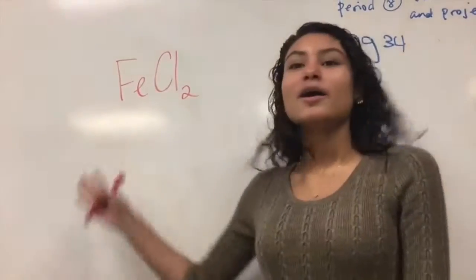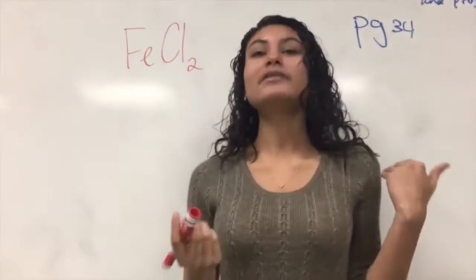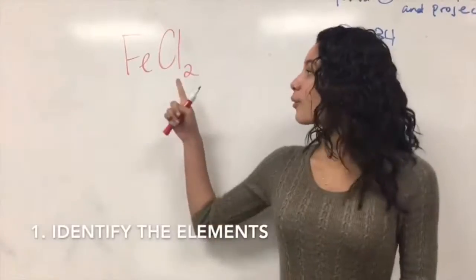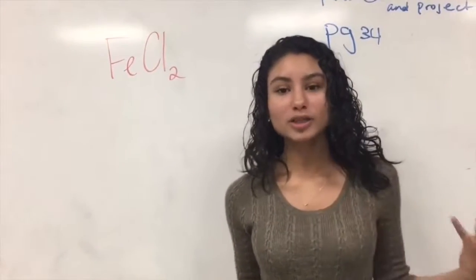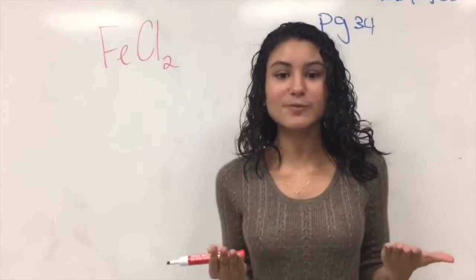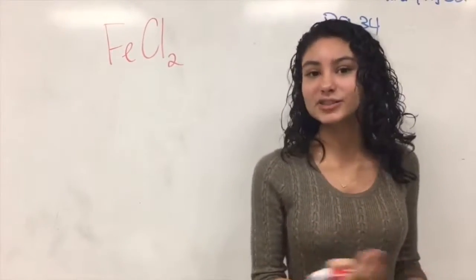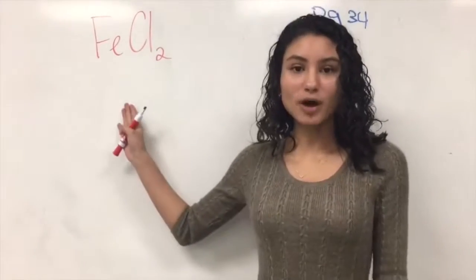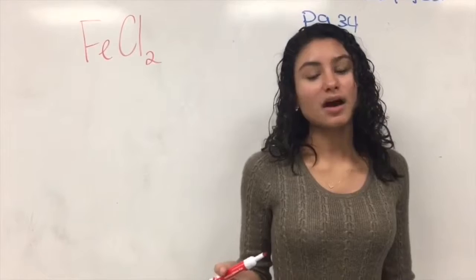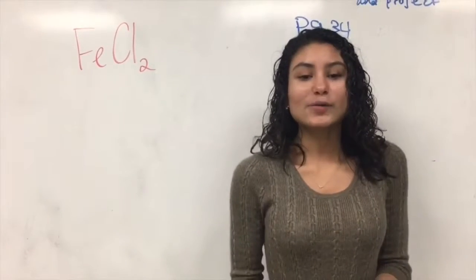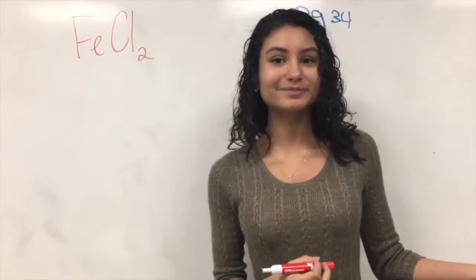For example, we have the compound FeCl2. The first step to naming this compound is to identify the elements. We know that one atom of chlorine has a charge of -1, which means the total charge of the anions is -2. Iron has multiple possible positive charges, +2 and +3. Since there is one atom of iron, the iron with a +2 charge would balance the compound and make it neutral. So we know that the iron atom in this compound has a charge of +2.